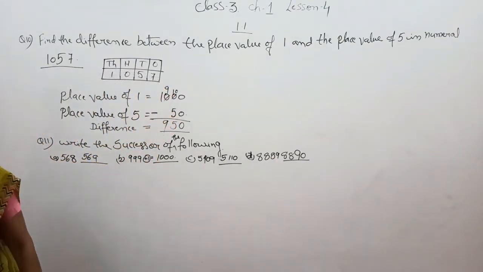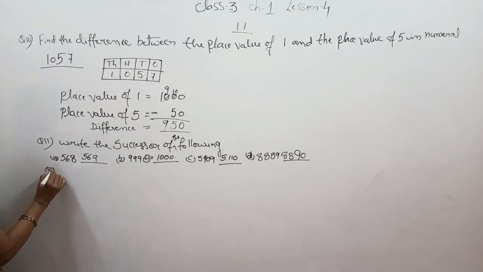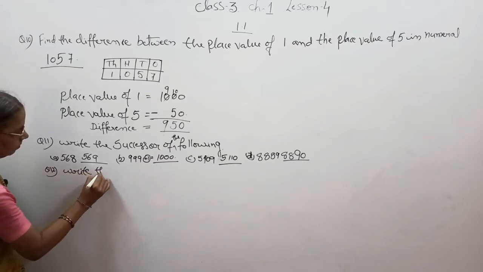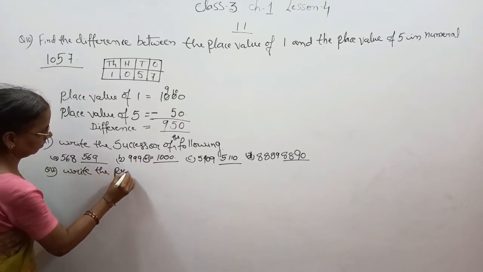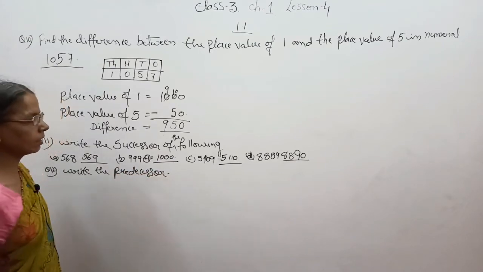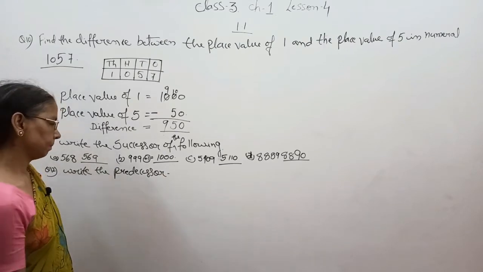Now we have to go for question number 12, that is predecessors. Predecessor means it is nothing but the number before.